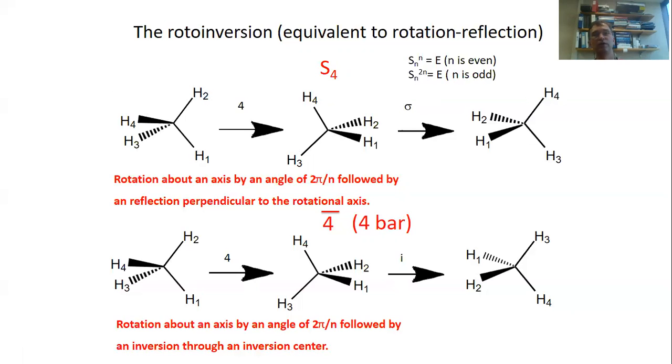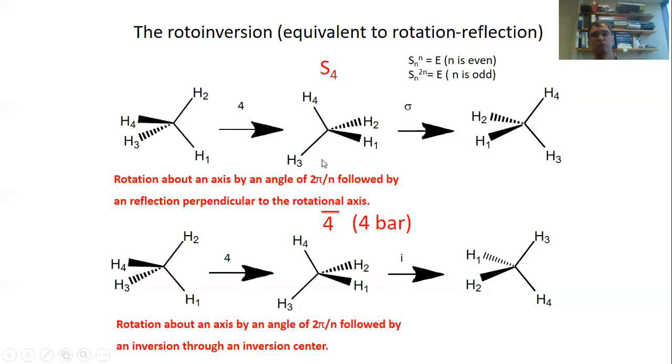We need to now reflect at a mirror plane perpendicular to that C4 axis around which we have rotated. So our C4 axis was here. It was actually bisecting the angle between H1 and H2, as well as the angle between H3 and H4. Now let us see what happens as we reflect. We can reflect H4 at the mirror plane, and then H4 is here at the other side.